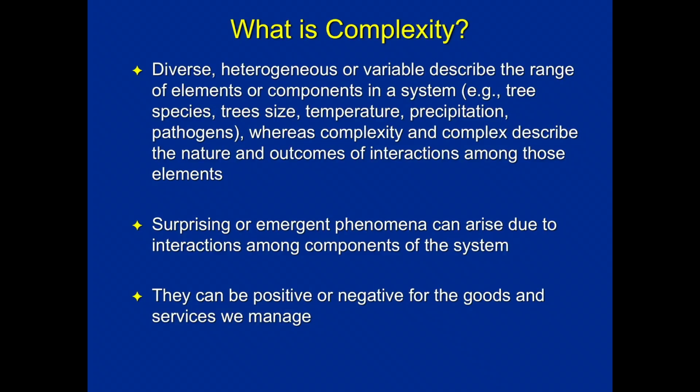Whereas with complexity, you're always looking at the interactions bottom up, how the system works, and because of these interactions, surprising or emergent phenomena can arise due to the interactions among many components of the system. And this happens to us all the time in forestry. Things happen that we weren't expecting. And again, the traditional approach is often to say, well, that was just a weird event, so we'll just ignore it, and we'll carry on the way we've been before.